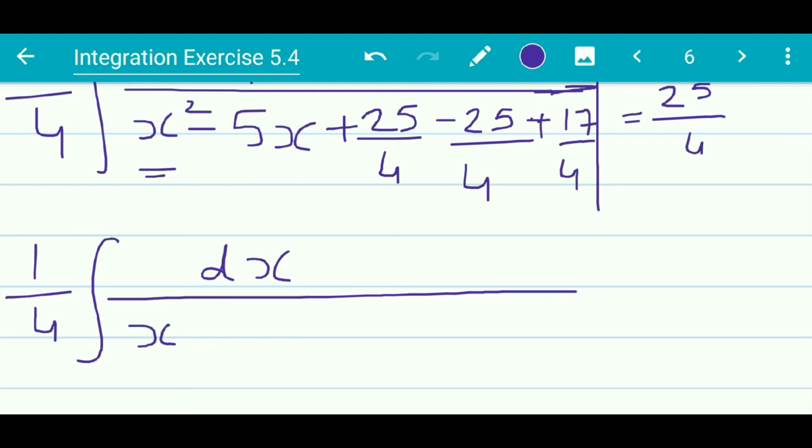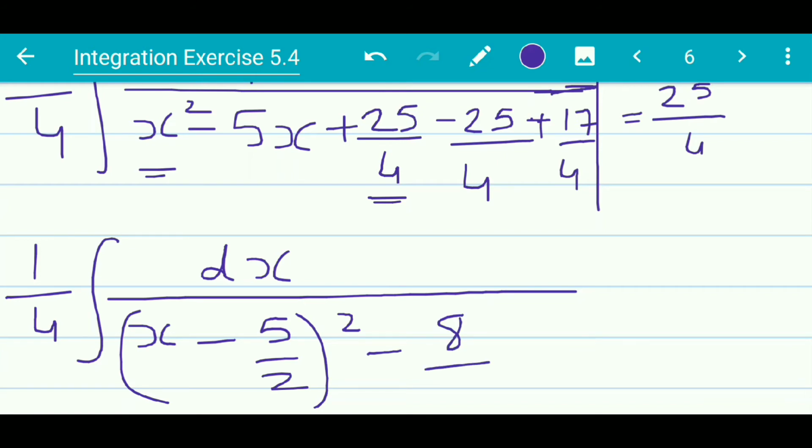The first sign to be encountered over here is minus. So x minus the square root of 25 upon 4, which is 5 upon 2. So x minus 5 upon 2 the whole square, minus 25 upon 4 plus 17 upon 4. Since the denominators are equal, we can directly subtract them and get minus 8 upon 4. Now again we can go one step further. 8 and 4 get cancelled. We get minus 2 over here.